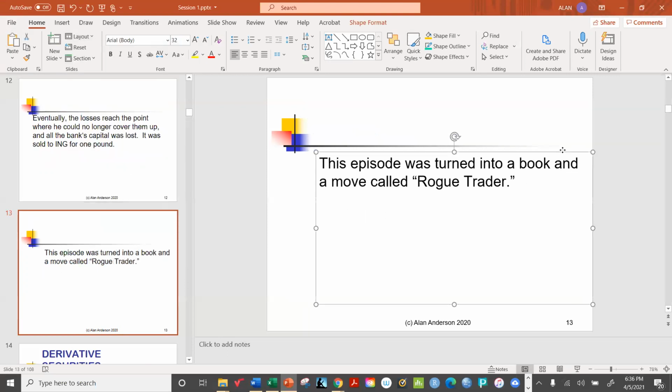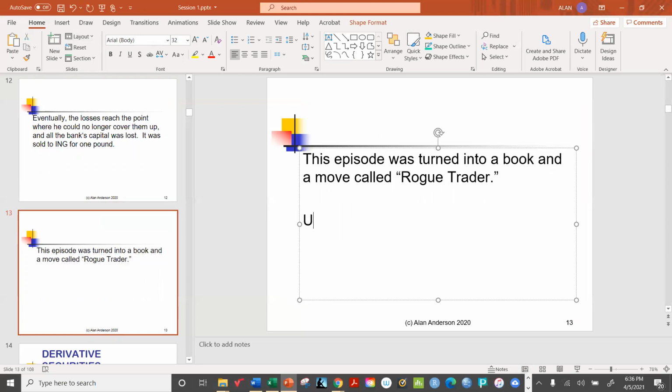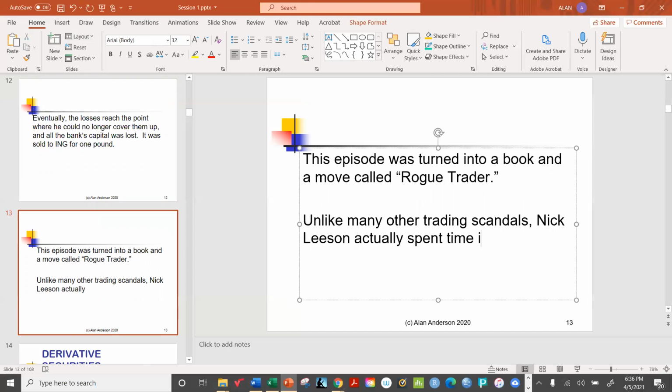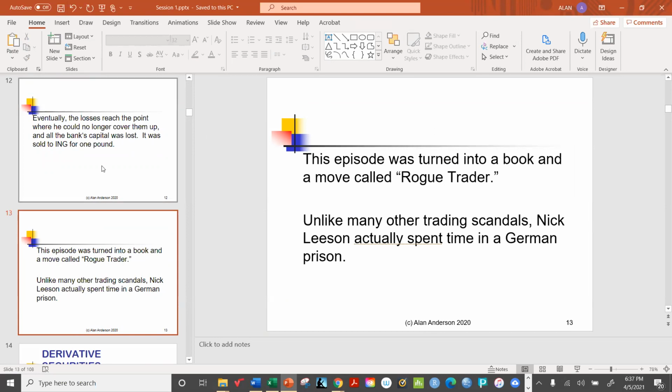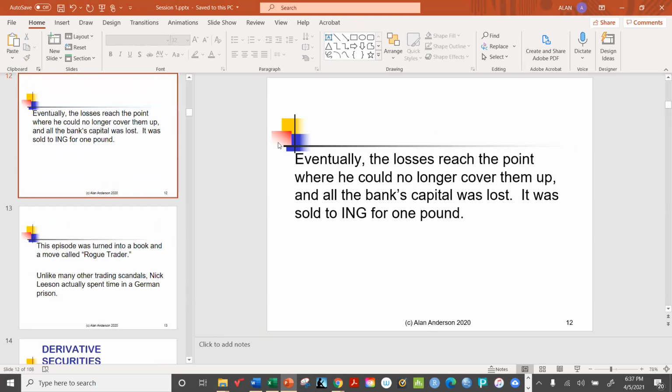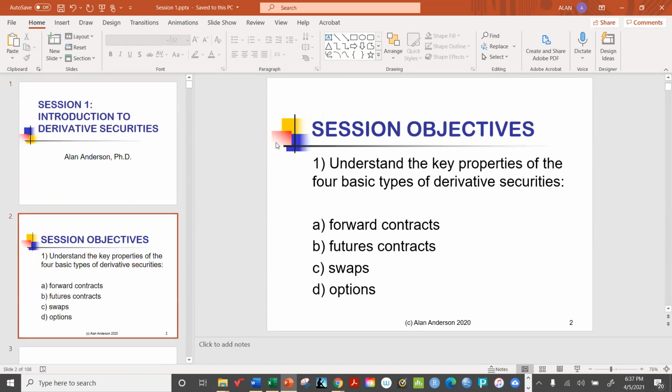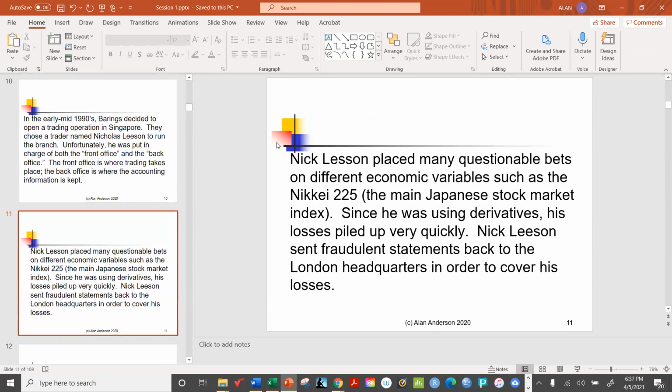So unlike many other trading scandals, Nick Leeson actually spent time in a German prison, which is very unusual. A lot of these guys just get fired. They can't be sued because they don't have that kind of money. But he actually did spend time in jail. And now, of course, he makes his living by going to banks and explaining to them how to spot rogue traders. How about that? All right. So I just thought you'd find that interesting. And it's not the only time something like that happened. There were quite a few of these cases in the 90s in particular.